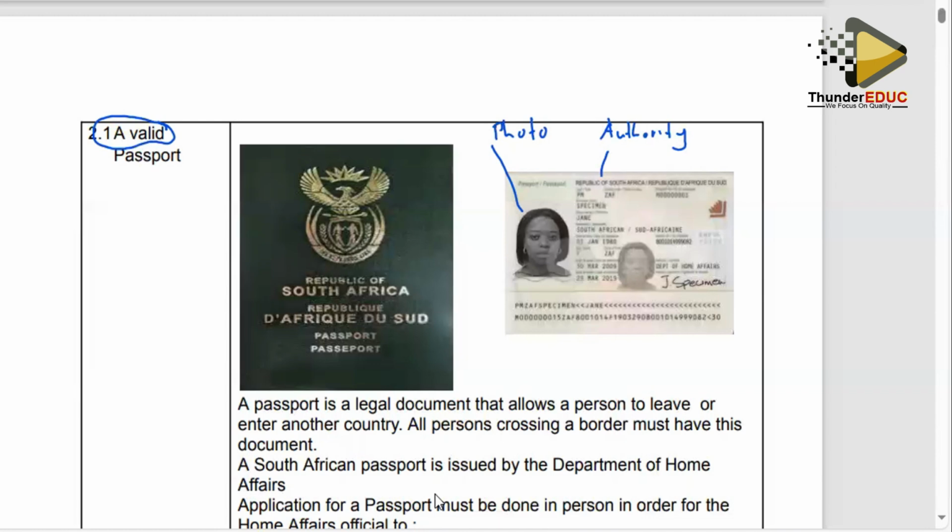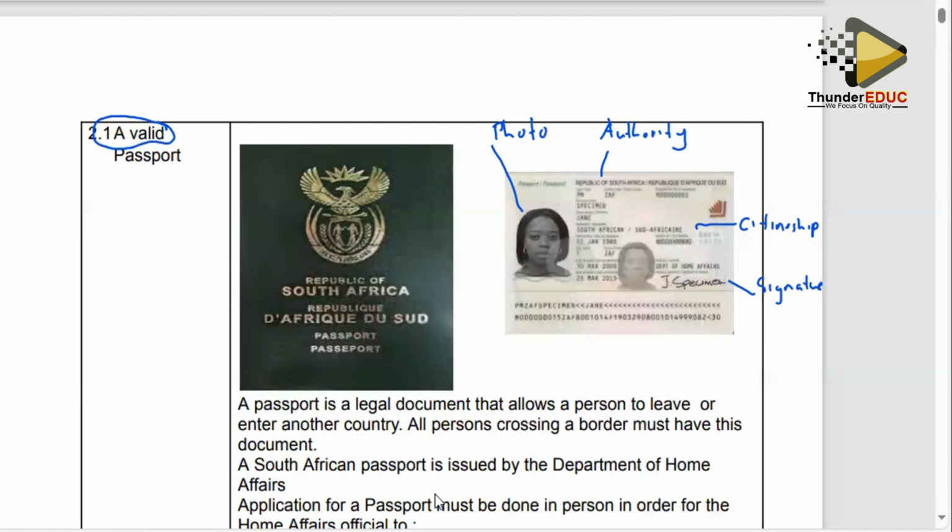Then we also have the passport type. In this case, this is just an example, so it is a specimen. Then the name also appears there. In addition to that, we also have the citizenship. Is this person a South African citizen or not? So the citizenship appears there. Then there's also the bearer's signature. There is the signature for the bearer as well.